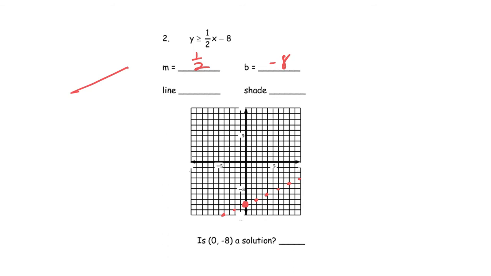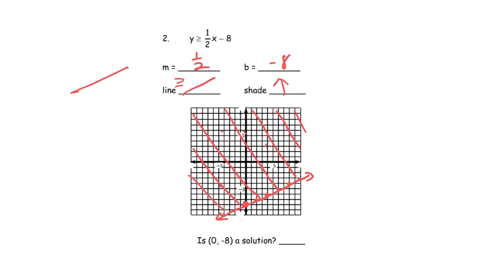Then the nice thing is it's greater than or equal to. That means it's a solid line. And greater than means shaded up. So I'm just going to plot my points, connect them with a solid line. Shaded up, pretty obvious, I believe. It'll be like this. Which again means any of these points up in this area are solutions.